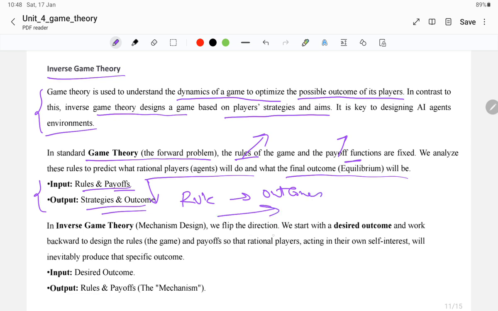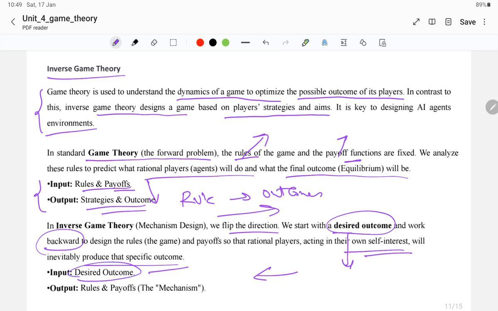Whereas in inverse game theory, the direction is changed. Initially, we start with the desired outcome. What outcome do we have to get? We start with that and work backward, and then we design the rules and the payoffs, so that rational players acting in their own self-interest will produce the specific outcome. The input here is the desired outcome, the expected outcome, and based on that we work out the rules and the payoffs.